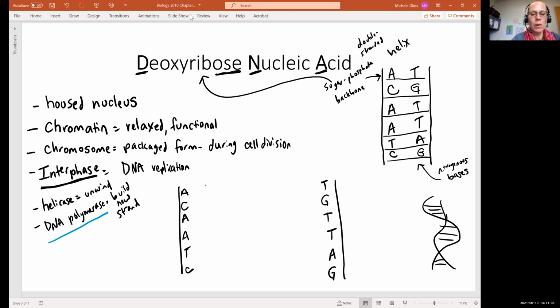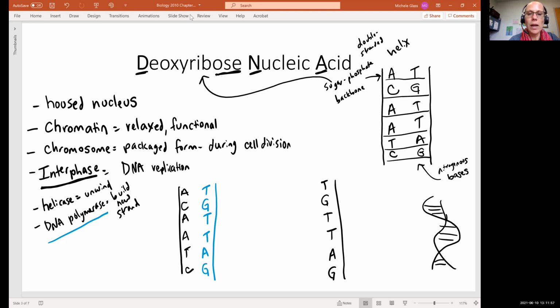So where I had my left side and I have my ACAATC, I'm going to keep that in black. And then right beside it, I'm going to draw a complementary base pairing in blue. So where I have A, I'm going to pair it with T, and where I have C, I'm going to pair it with G, and so forth. So I'm going to build out that strand.